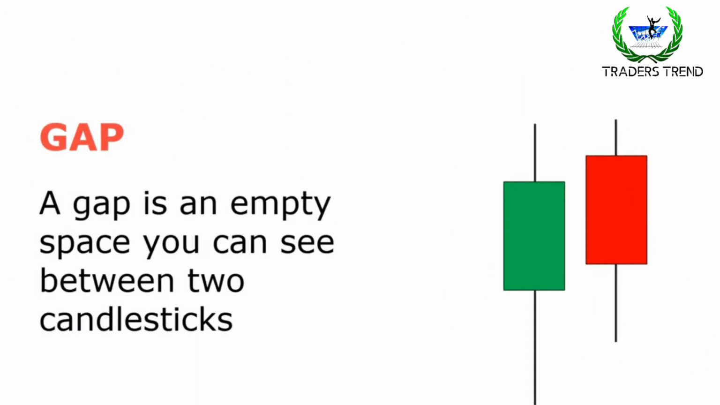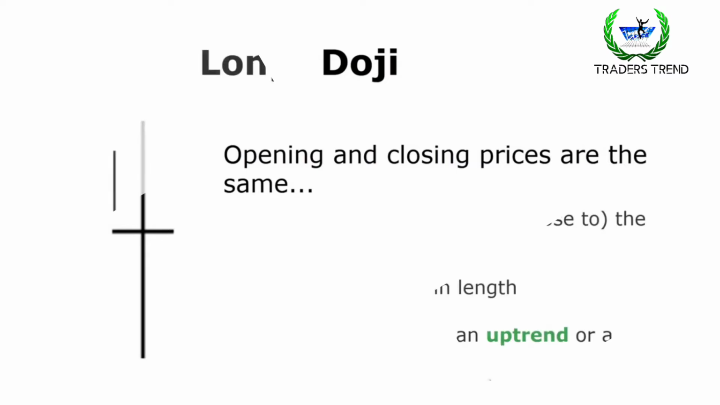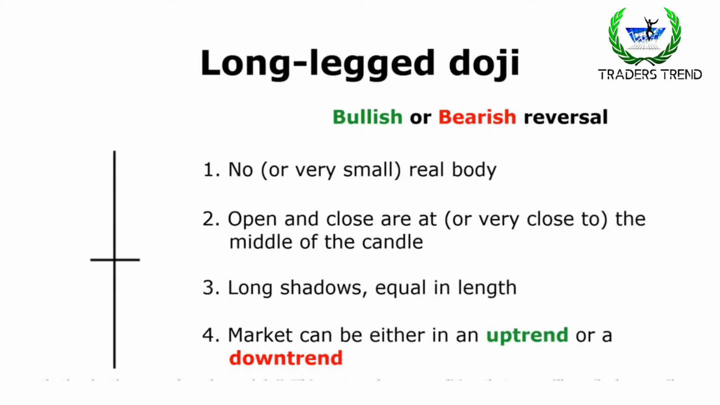Let's see, this is a gap. A gap is a general candlestick pattern. The gap is an empty space you can see between two candlesticks. And the next one is the doji. Doji means the opening and closing prices are the same. The buyers and sellers are neutral. They are equal.